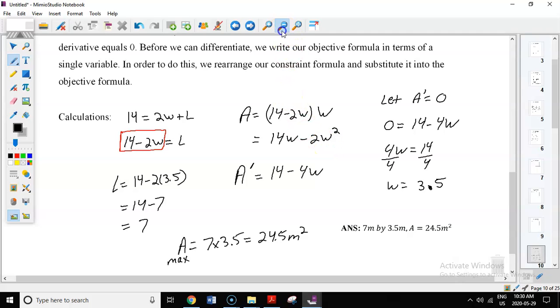Alright, so take a look at the optimization problems. Use the CDLI videos if you like, but ultimately this is a very popular application of derivatives.